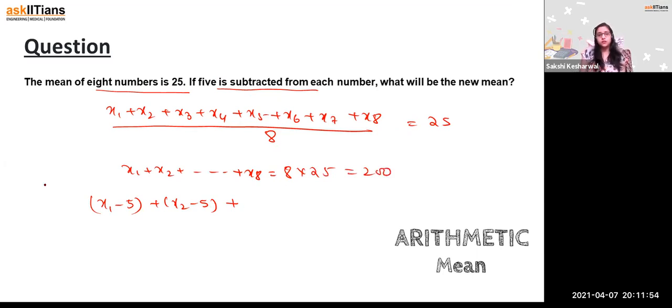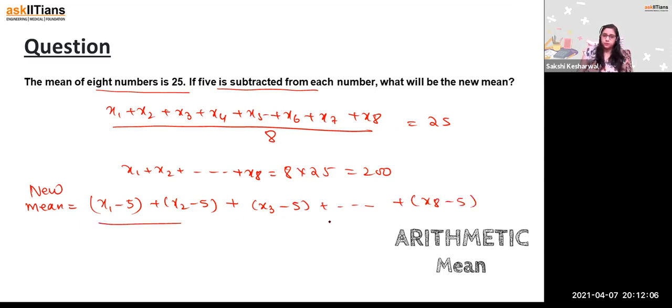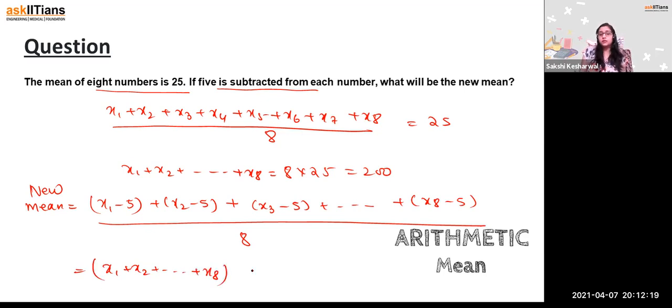Now you see, what is the new mean? It's talking about the new mean. So the new mean will be equal to x1 minus 5 plus dot dot dot till x8 minus 5, divided by 8. Now can you just sum it up, that is x1 plus x2 dot dot dot till x8? And how many times is the minus 5 written? The minus 5 is written 8 times.